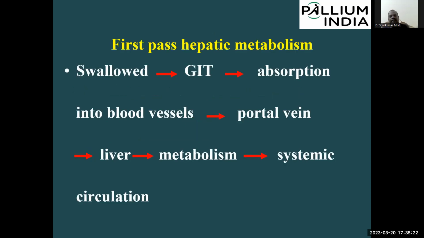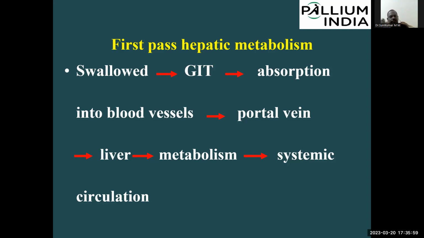So this is what happens to morphine when you take it orally. It goes into the GI tract, absorbed into small blood vessels of the small intestine. Then it goes to the portal vein and then to the liver where the metabolism takes place. So the liver is the major site of metabolism. And there are other minor sites like the intestine and kidney. But the liver is the major site where metabolism takes place. And then metabolites are liberated into the systemic circulation.